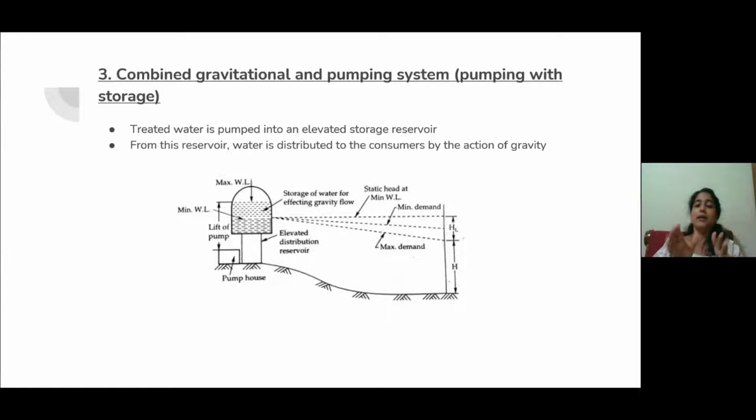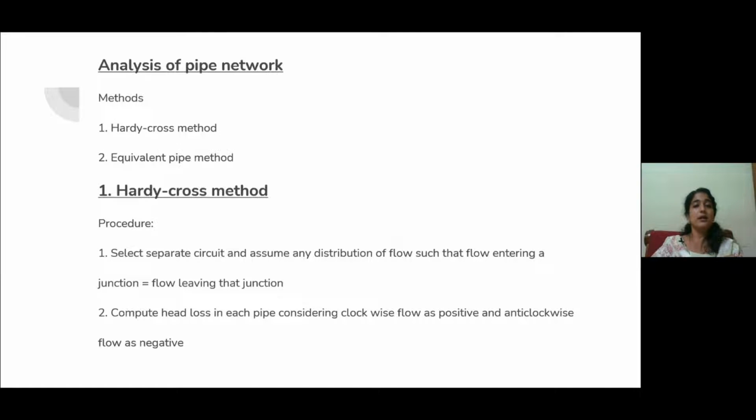This is the combined gravitational and pumping system. The figure shows the schematic representation of the combined gravitational and pumping system. Here you can see the reservoir at the highest elevation, and the distribution is done at a lower area through gravitational force. Then the analysis of pipe networks.